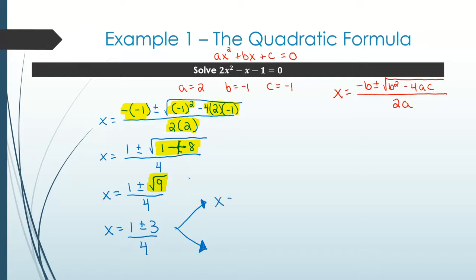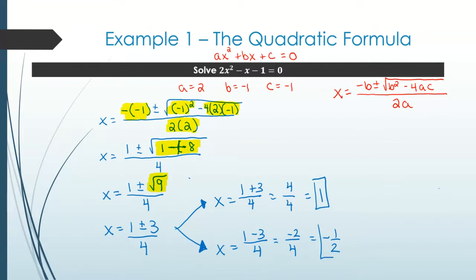So the first one is x equals 1 plus 3 over 4. The second one is x equals 1 minus 3 over 4. So now, if I take the top one there, 1 plus 3 is 4. So that is 4 over 4, which simplifies to 1. And the bottom one, 1 minus 3 is negative 2. So that is negative 2 over 4, which simplifies to negative 1/2. So we have 2 answers because we got a positive inside the square root, 1 and negative 1/2.